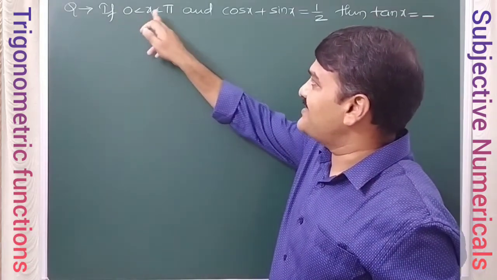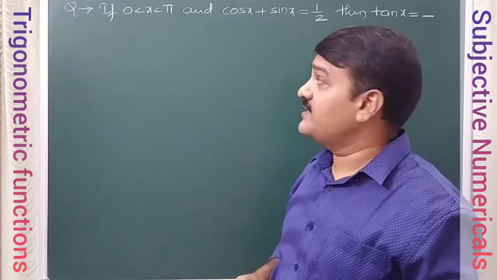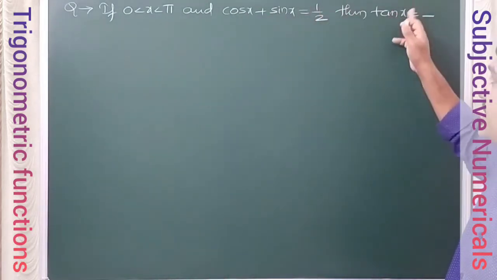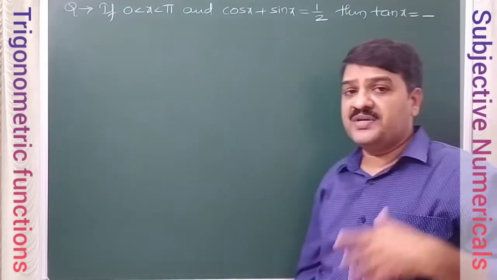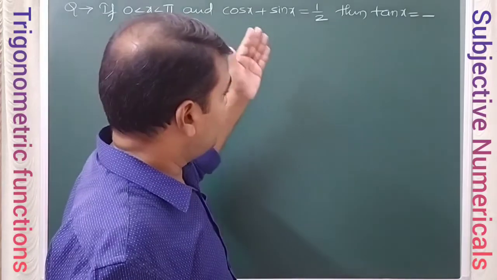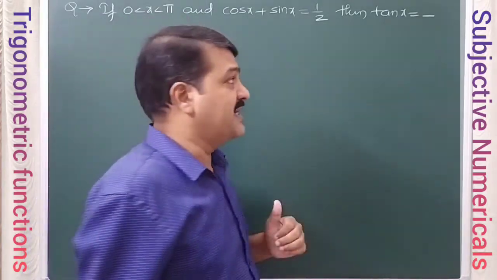0 less than x less than pi. So x lies between 0 and pi, meaning first and second quadrants. cos x plus sin x is 1 by 2 given, and tan x we need. We can solve the problem in two different methods actually. I will discuss the first method and the second method also, and explain the process.